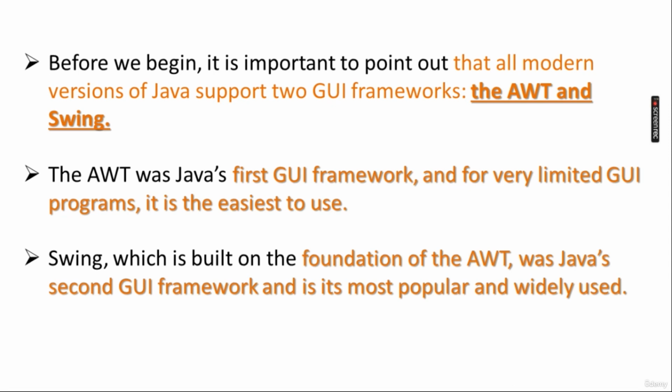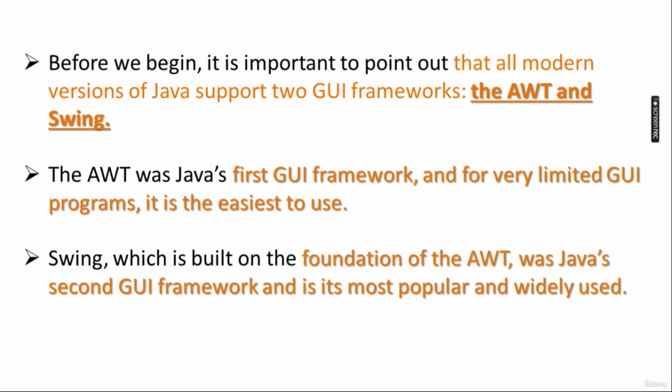It is important to point out that all modern versions of Java support GUI frameworks. There are two GUI frameworks. First is AWT and second is Swing. Swing is most generally used, but AWT is still supported. AWT was Java's first GUI framework, and for very limited GUI programs, it is the easiest to use. Swing, which is built on the foundation of AWT, was Java's second GUI framework, and is the most popular and most widely used.